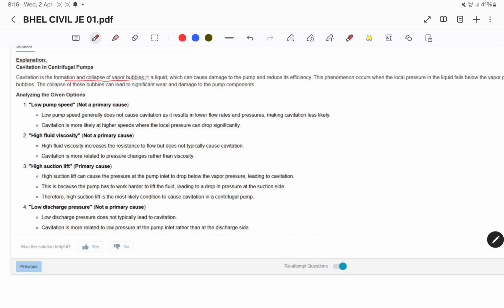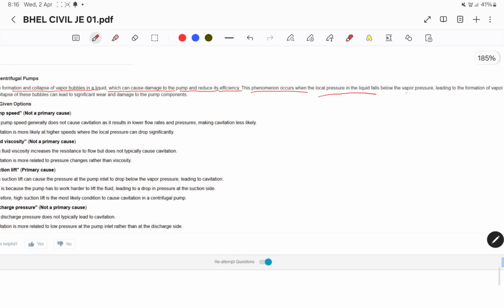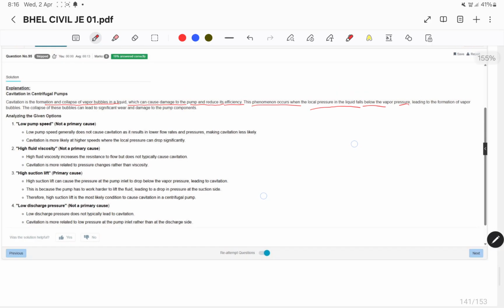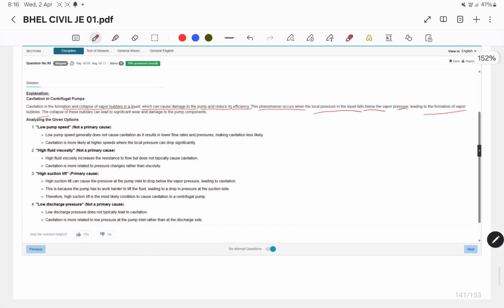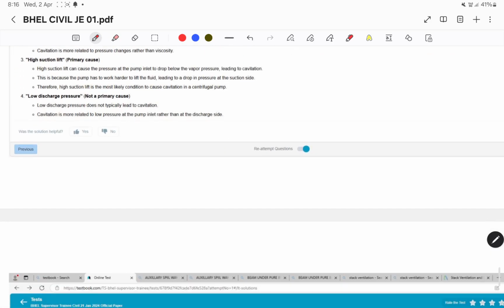Cavitation is the formation and collapse of vapor bubbles in a liquid, which can cause damage to the pump and reduce efficiency. The phenomenon occurs when the local pressure of the liquid falls below the vapor pressure, leading to the formation of vapor bubbles. The collapse of these bubbles can lead to significant wear and damage of the pump components.